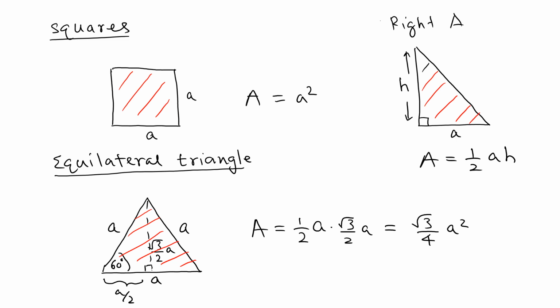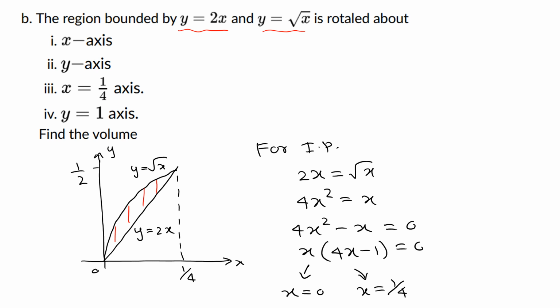Okay, so let's look at the next one. So we move on to volume problems, other types. This is a slicing one, so let's do the other types. So we have the other type of problems now. What it says is that the region bounded by y equals 2x and y equals square root x is rotated about, so you're going to get different axes.